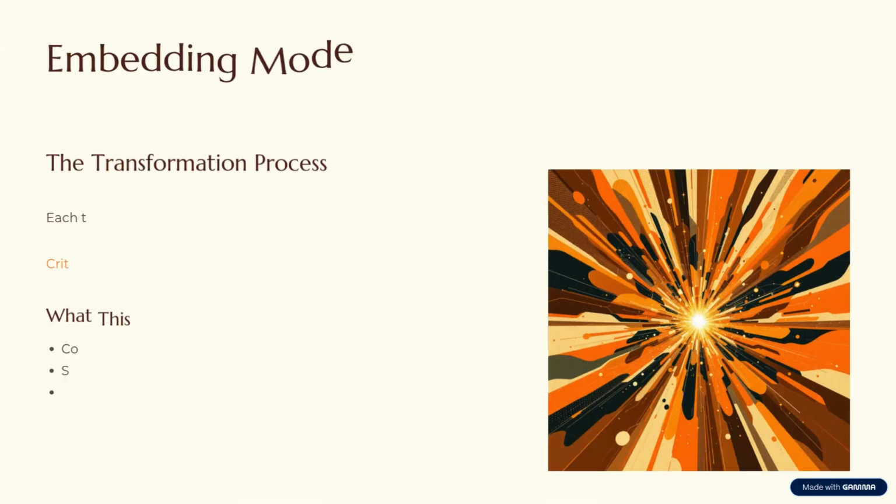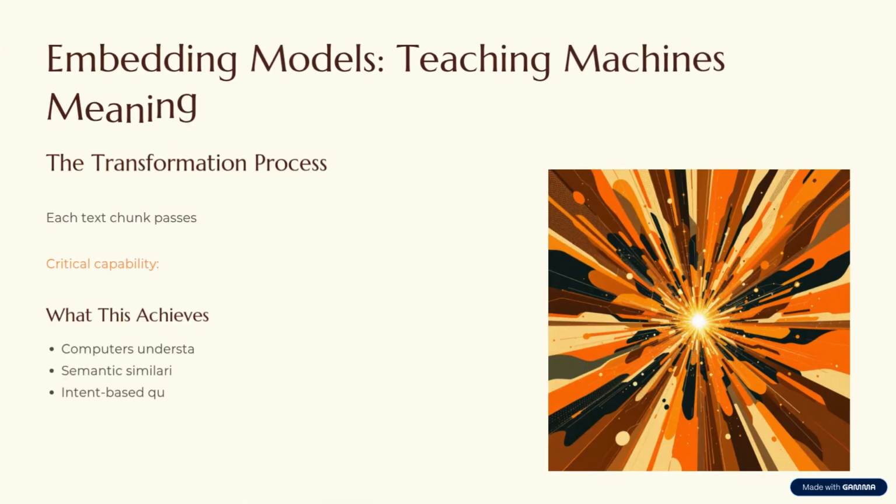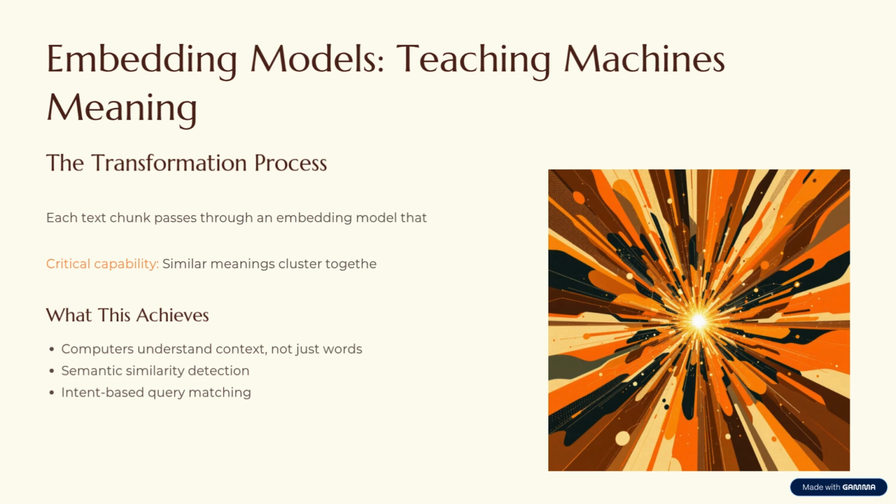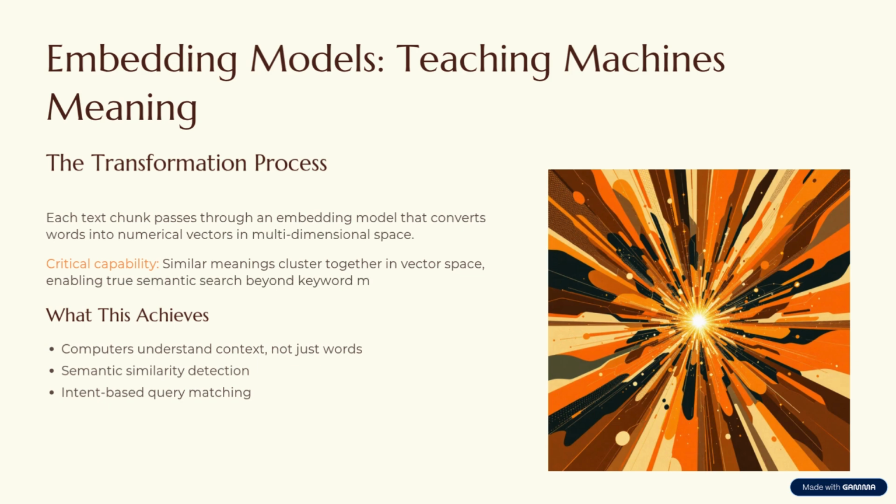The next step is to pass each chunk of text through an embedding model. This model converts the text into a numerical vector, a representation in multidimensional space. In this vector space, data points with similar meanings are placed close together, which allows for semantic search. In simple terms, it teaches the computer not just what the words are, but what they mean.